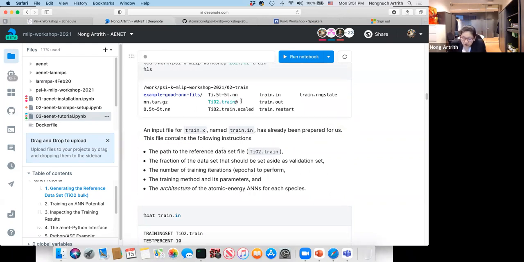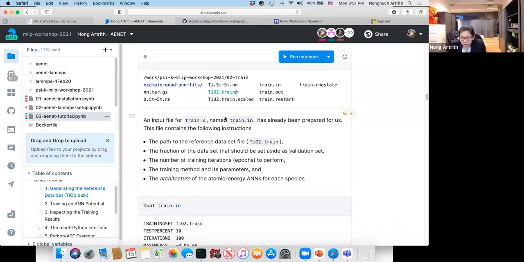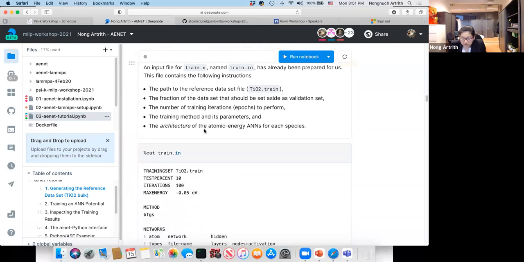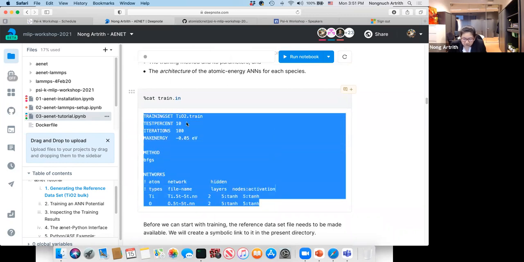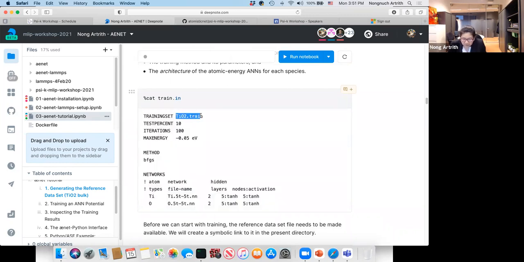So we need to link to tio2.train. Do you remember that? This is from the previous folder, step 1 generate. So let's take a quick look at train.in. This is the local environment, or just say the reference data, that we have from the 01 generate.